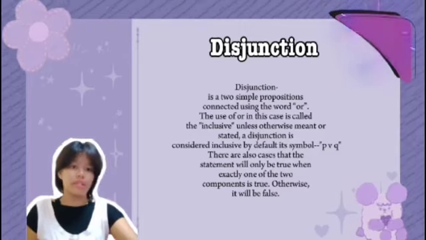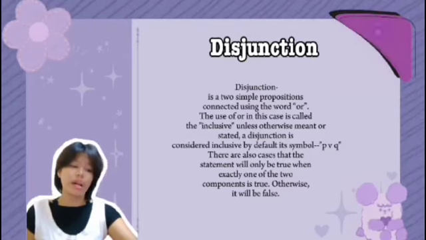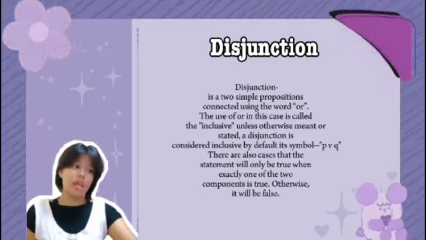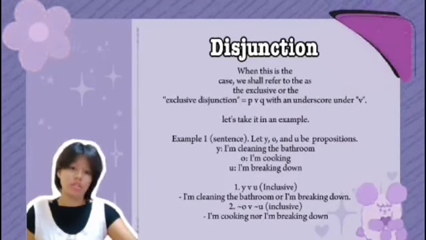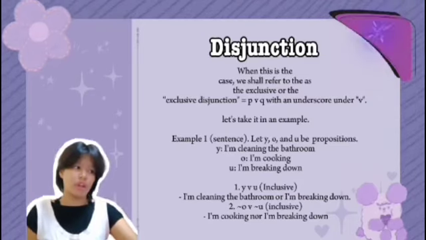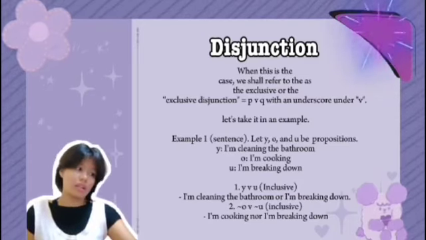There are also cases where the statement will be true only when exactly one of the two components is true. Otherwise, it will be false. When this is the case, we refer to it as the exclusive or, the exclusive disjunction, P or Q with an underscore. Let's take an example.